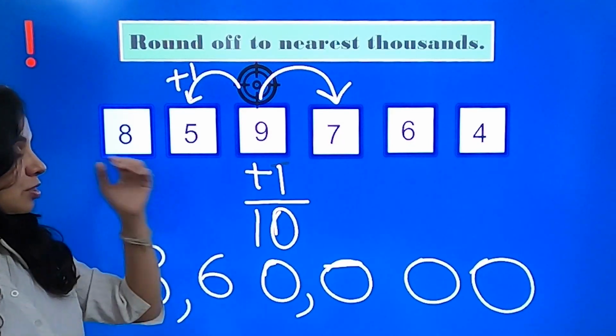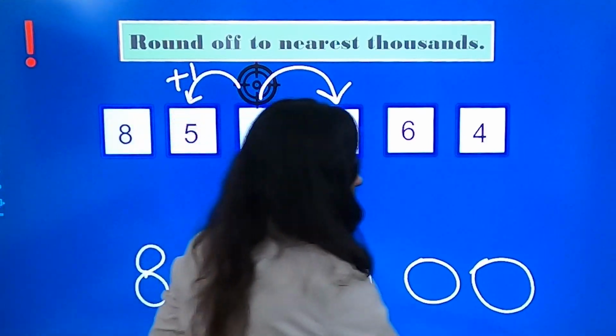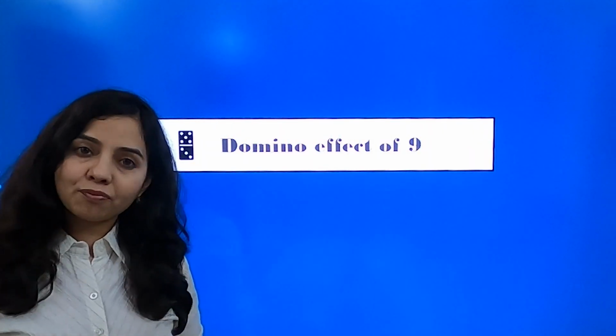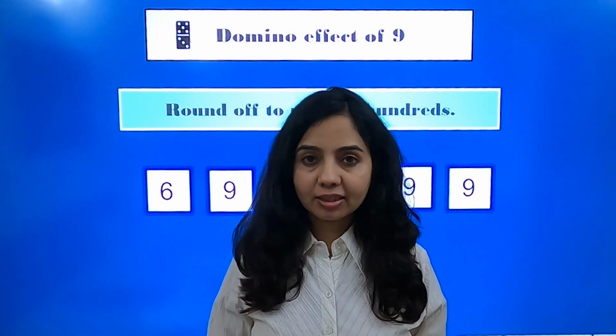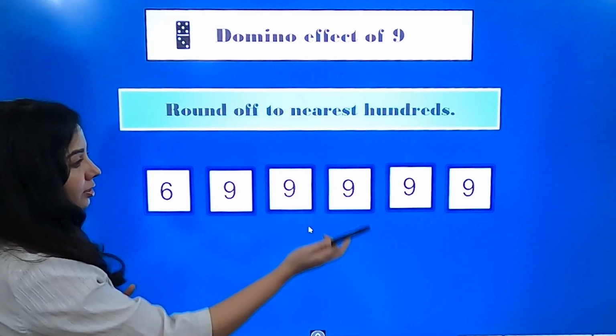Okay. So this is one exception when we have 9. This is also referred to as the domino effect of 9. So let's see what it is. To understand the domino effect of 9, let's take this example. It says round off to nearest hundreds.